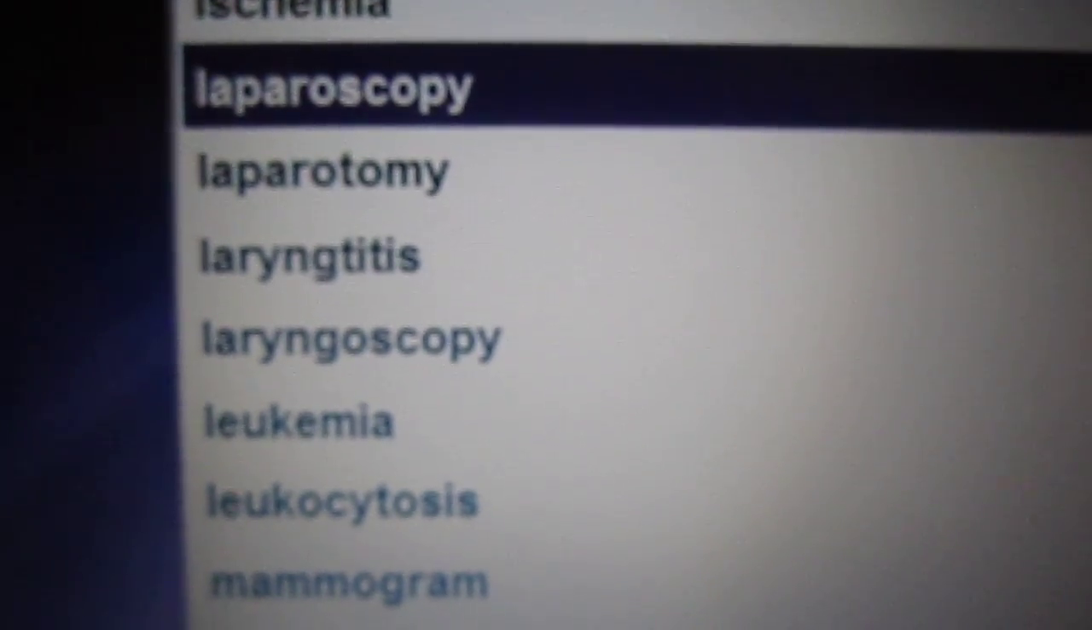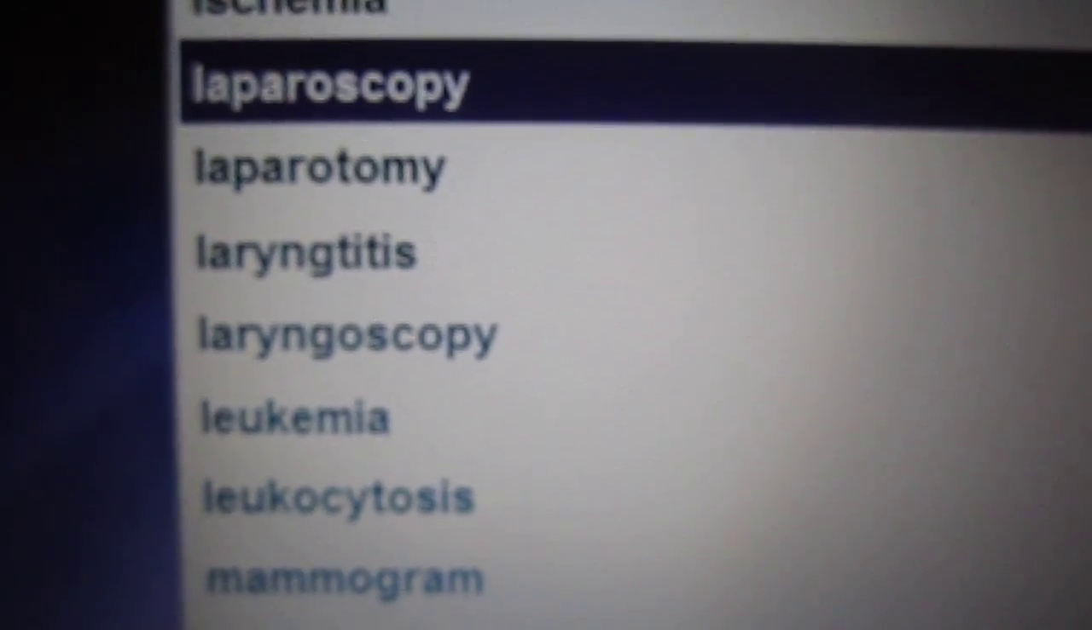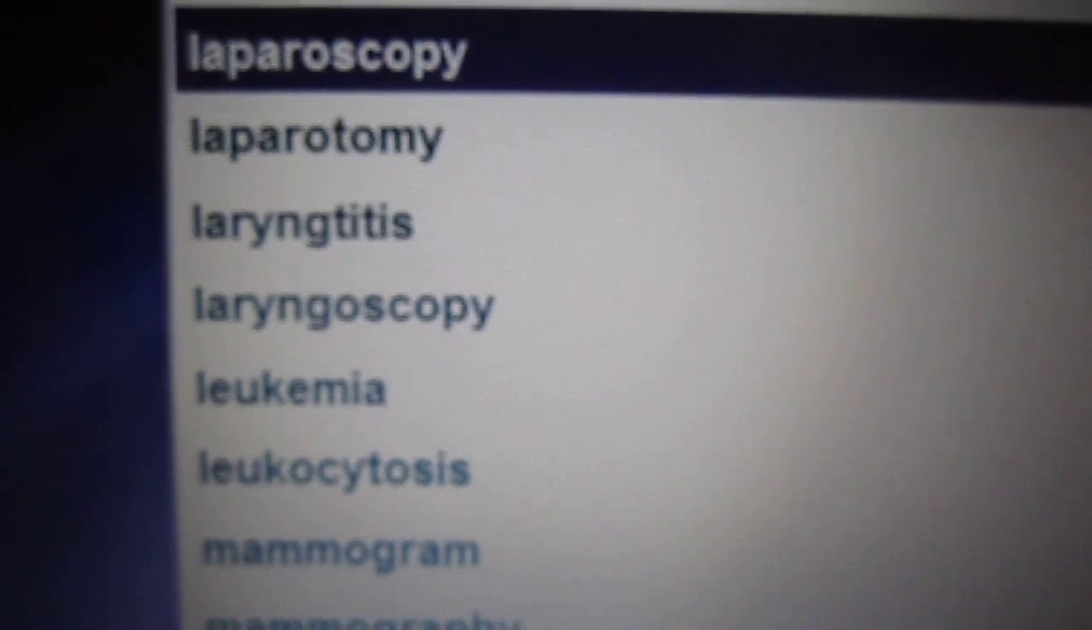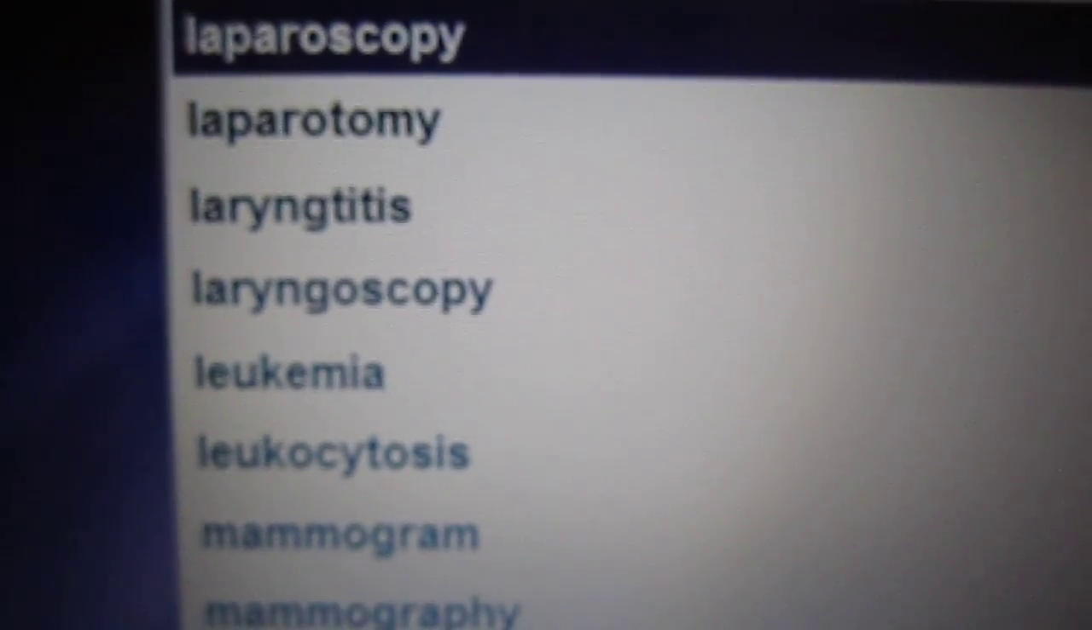Laparoscopy. Laparoscopy is the process of visually examining the contents of the abdomen using a laparoscope and other instruments inserted into the abdomen via several small incisions. It is a form of minimally invasive surgery.